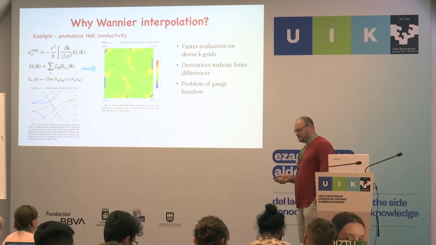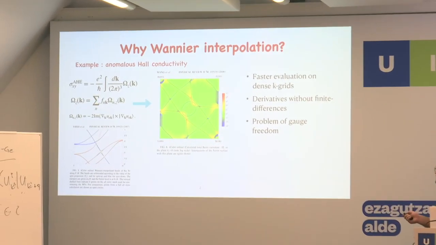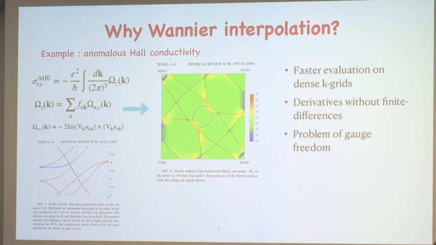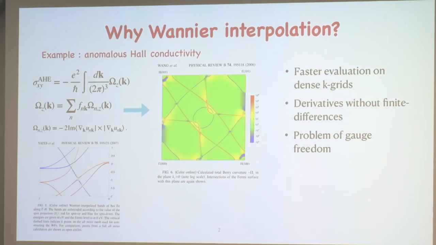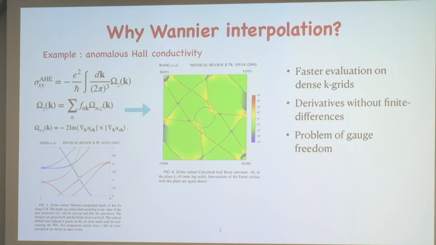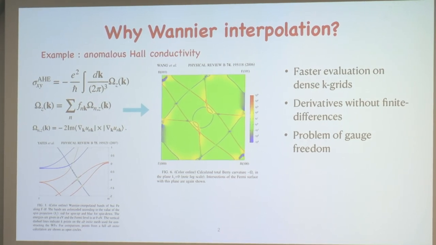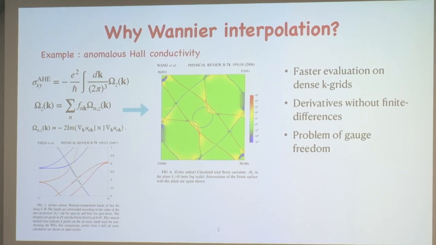And the only way to evaluate is to have a very dense grid of k-points. You can take, of course, these k-points directly from ab initio codes, but you will wait forever until you converge your result. So we need to interpolate somehow. Linear interpolation will not work, because if you interpolate between here and here, you just get a zero, and you miss all important points.